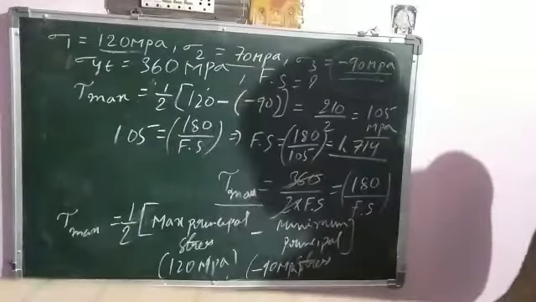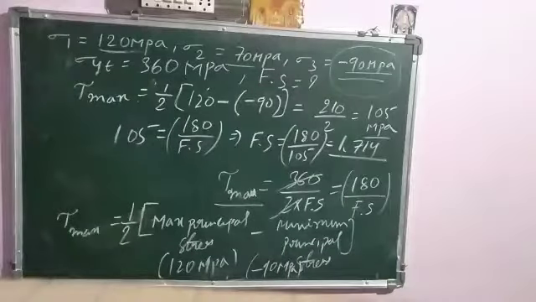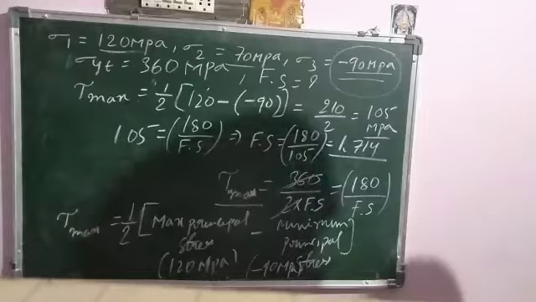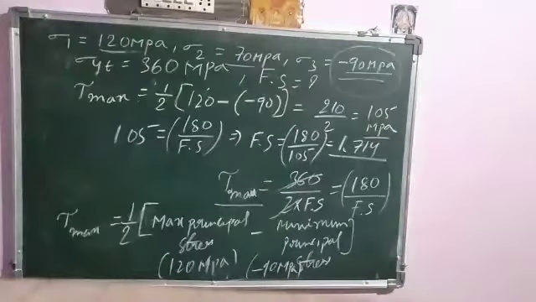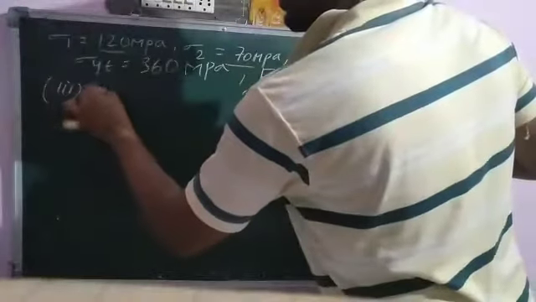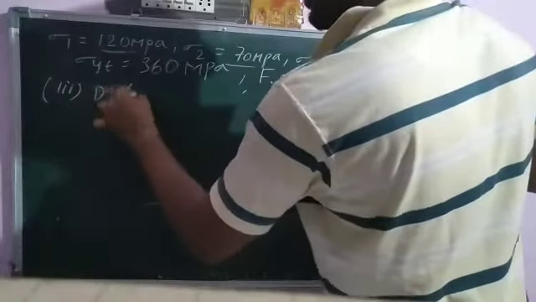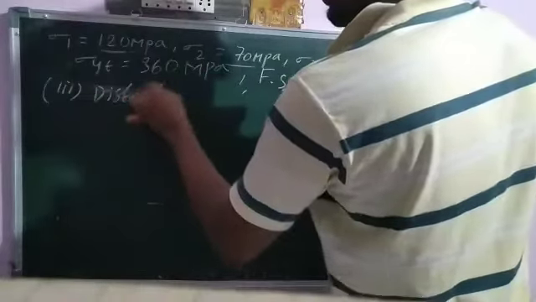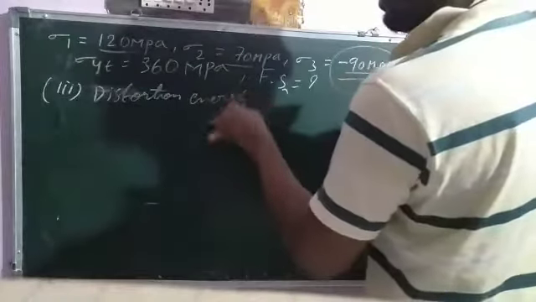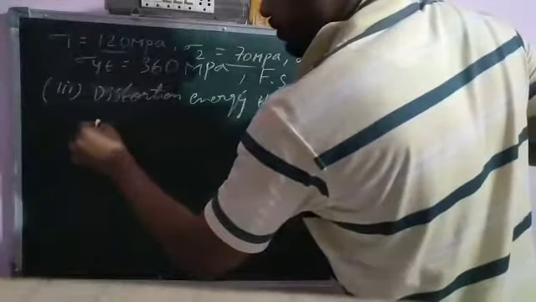Now let's go for the final theory of failure, that is the maximum distortion energy theory. Let's solve. So the third case is the maximum distortion energy theory. According to the distortion energy theory, we have a formula. What is the formula?